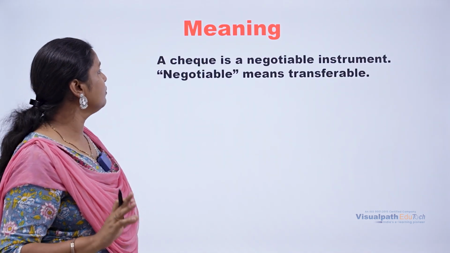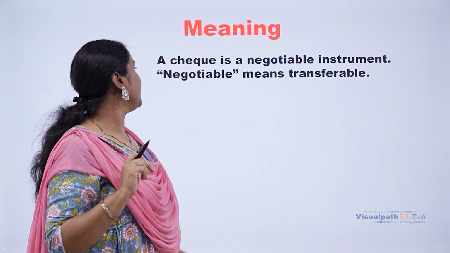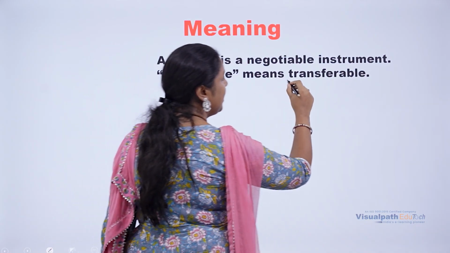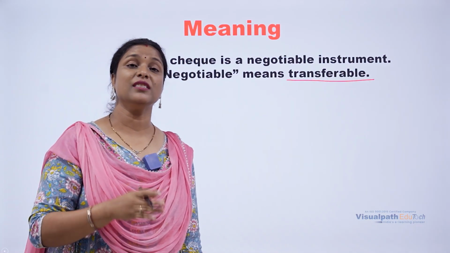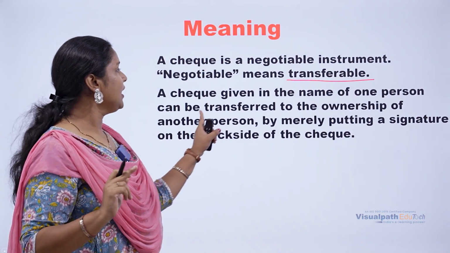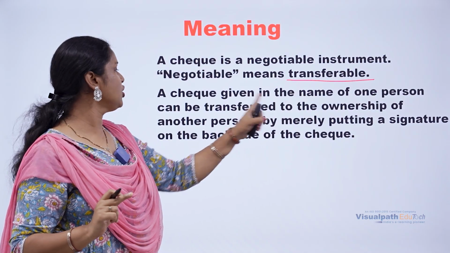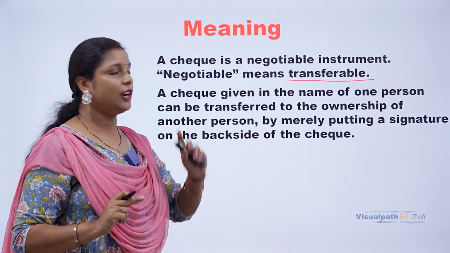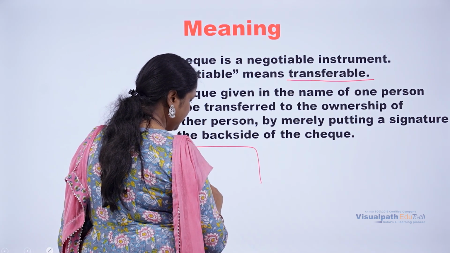As I said, a check is a negotiable instrument. Negotiable means transferable. It means a check can be transferred from one person to another and so on. A check given in the name of one person can be transferred to the ownership of another person by merely putting a signature on the back side of the check. So we have two sides of the check.